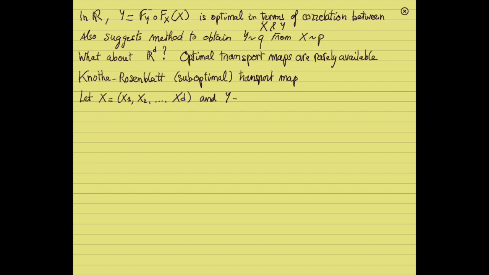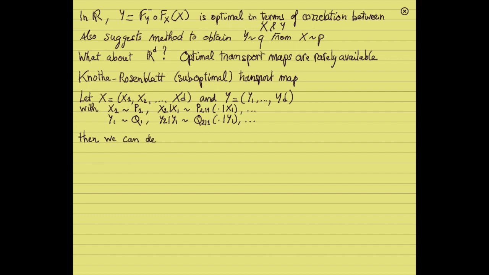So let's define it. Let X be made of d components, and likewise for Y. We write the first component, X1, following distribution P1, and we're going to denote by P1 also the CDF. Then X2 given X1 follows P2 bar 1 given X1, and so on. And for Y, we can write Y1 follows Q1, Y2 given Y1 follows Q2 bar 1, and so forth. So we decompose the joint probabilities into a marginal and a product of conditionals.